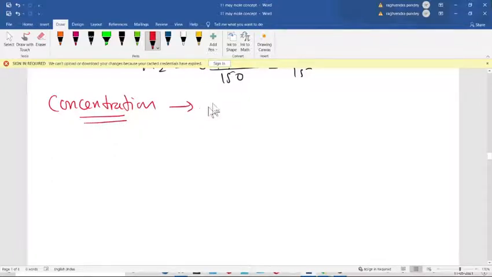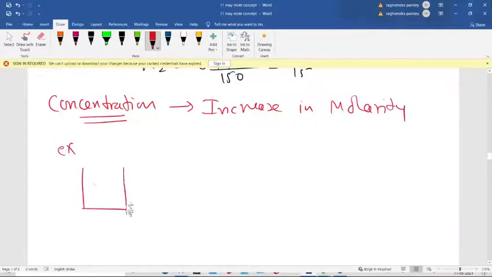Concentration means an increase in molarity. What does an increase in molarity mean? An increase in molarity means that the volume will decrease. Let's take an example for this. There is 500 ml of solution, and the solution is 0.001 molar. It can be of anything, this is a solution.